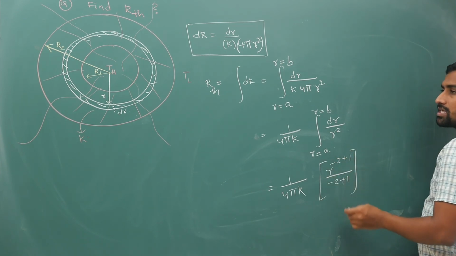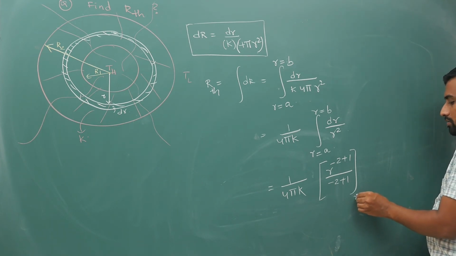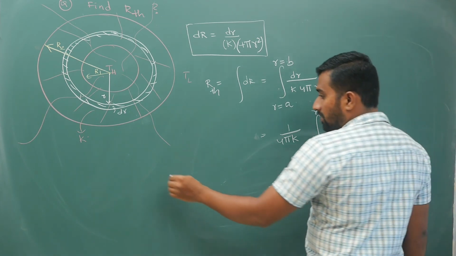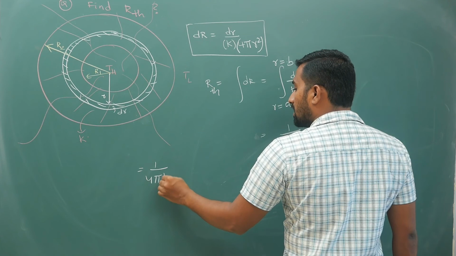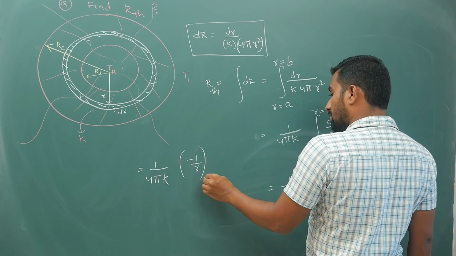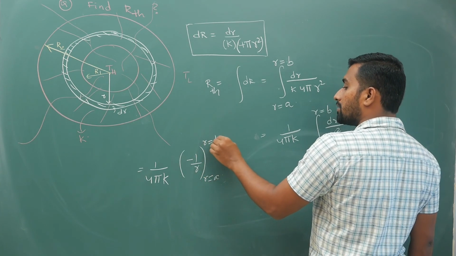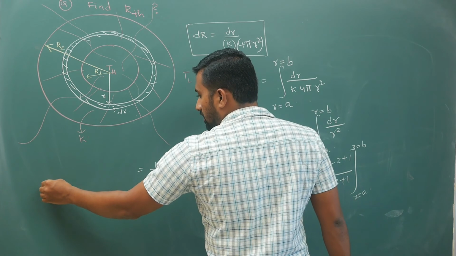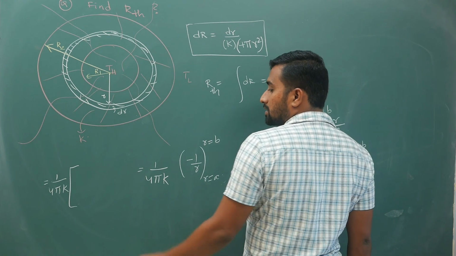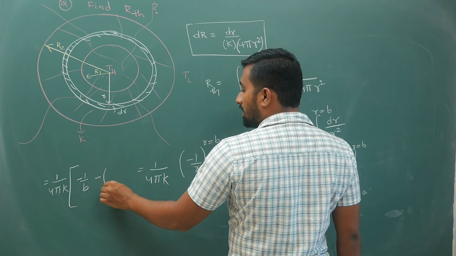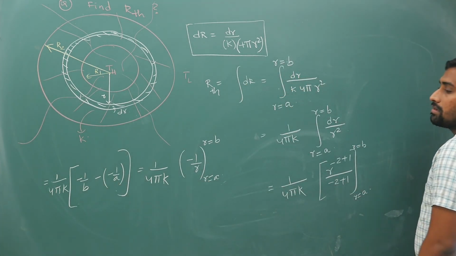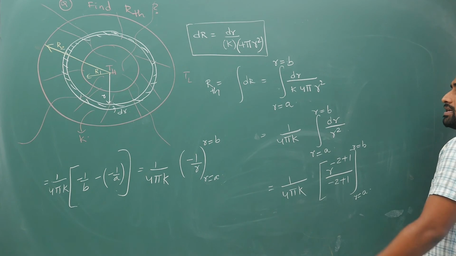Integral of x^n dx is x^(n+1) by n+1. So according to that logic, it is from r equal to A to r equal to B. That will give you 1 by 4 pi K times minus 1 by r, from r equal to A to r equal to B. So that will give you 1 by 4 pi K times, upper limit minus lower limit, minus 1 by B minus of minus 1 by A. So that will give you 1 by A minus 1 by B. So you can simplify and then finally give the answer.